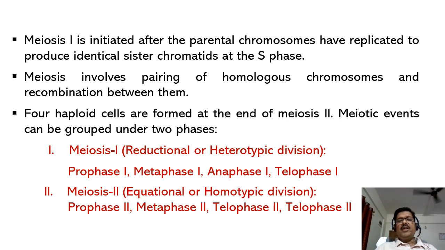The meiotic events can be grouped under two phases, that is meiosis I and meiosis II. Meiosis I consists of phases like prophase I, metaphase I, anaphase I, and telophase I. And meiosis II consists of prophase II, metaphase II, anaphase II, and telophase II.